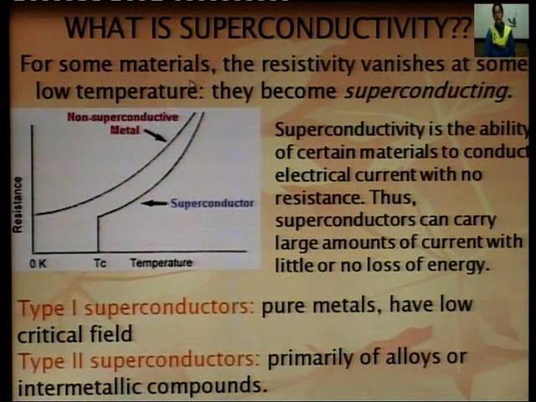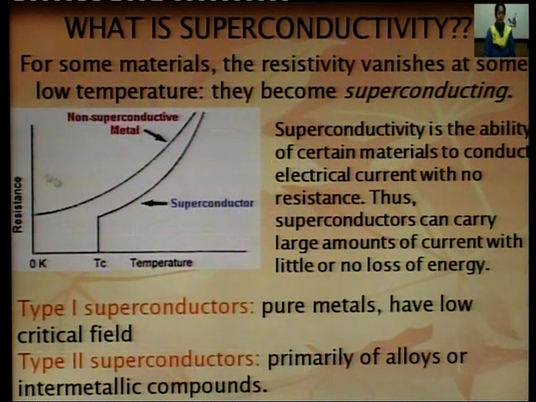For some materials, the resistivity vanishes at some low temperature. टेम्परेचर कम करने से कोई मटेरियल्स, सम मटेरियल्स, उनकी resistivity vanishes, मतलब resistance becomes zero. So they become superconducting. So superconductivity is the ability of certain materials to conduct electrical current with no resistance. So resistance is zero. Thus superconductors can carry large amounts of current with little or no loss of energy.